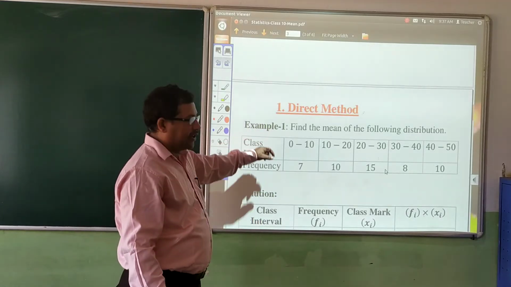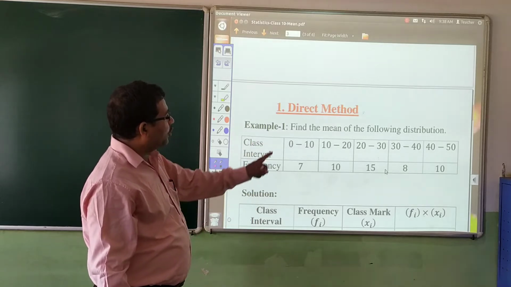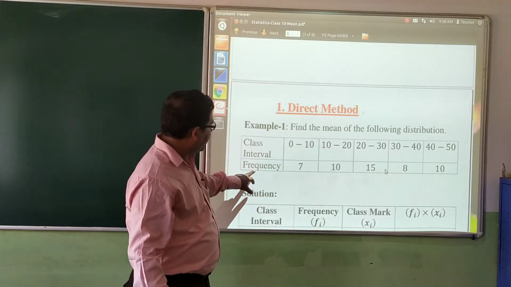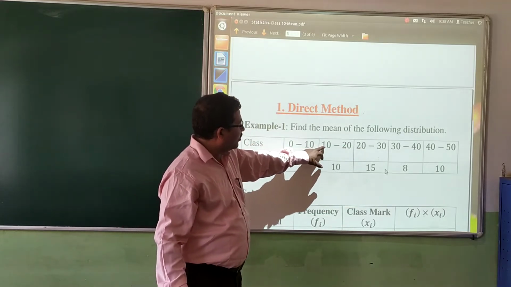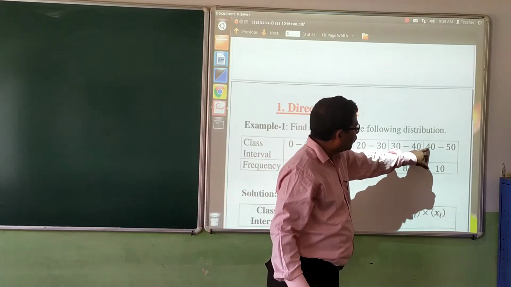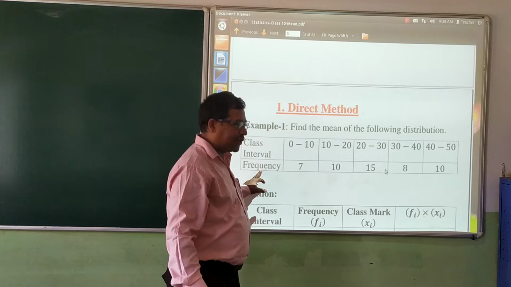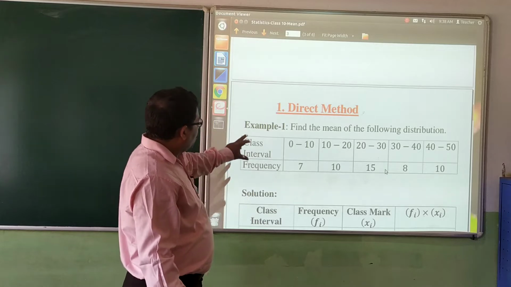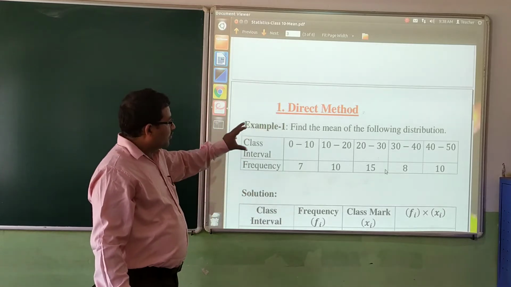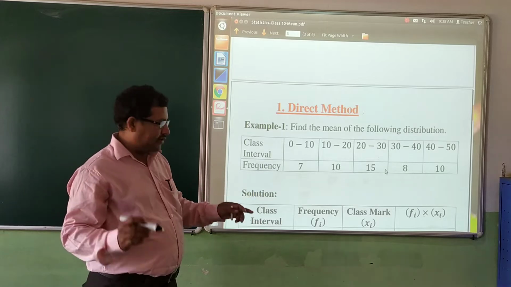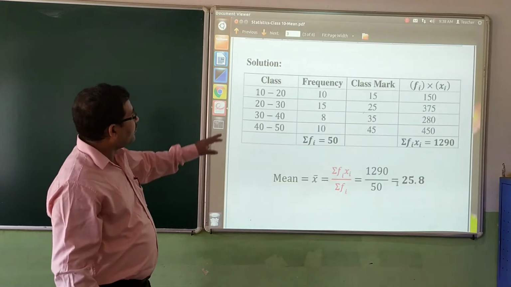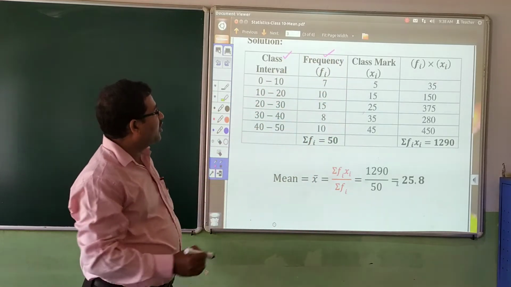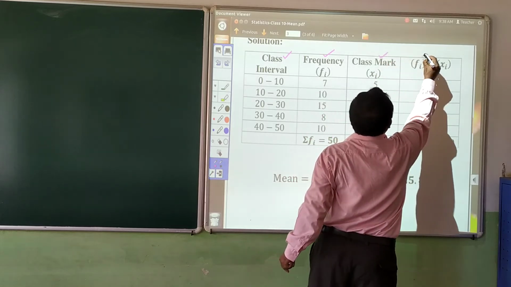I have taken one example. Find the mean of the following distribution. These are the groups: class interval 0 to 10, 10 to 20, 20 to 30, 30 to 40, 40 to 50, and the corresponding frequencies are 7, 10, 15, 8, 10. So in the direct method, to find the mean, we have to make a table. Look at this table. These two columns are given in the question. You just have to make two new columns.